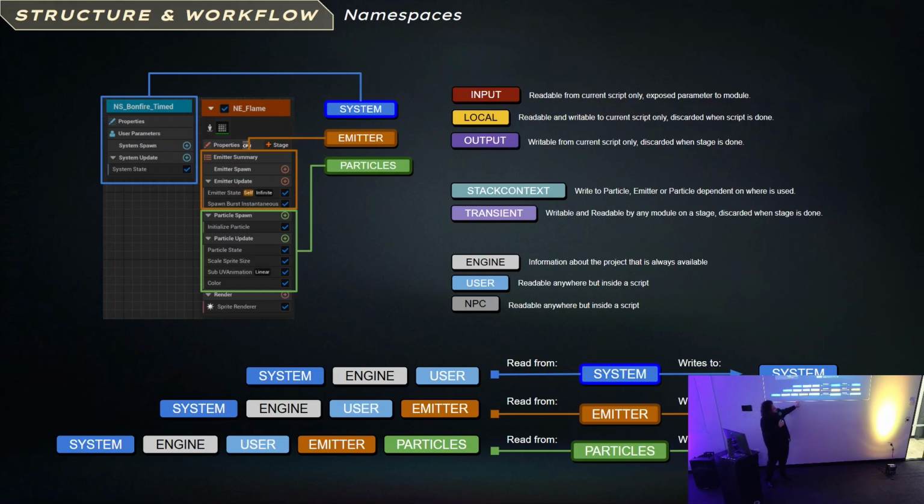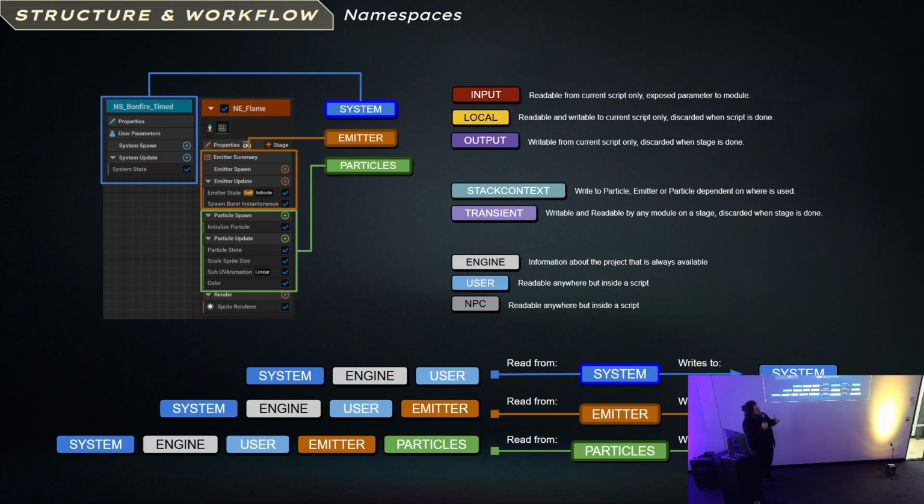But then you go to the emitter, you go up a level, and you don't have access to particles anymore, right? And you go up a level again, and you don't have access to your emitter anymore. The transient space makes it so you can read at any stage, but it's also discarded when that stage is done. So you can read from anywhere within an emitter, but when the emitter space is done, that space is done. If you write it to a particle, you can read from any particle, and when the particle space is done, that is done as well, right?